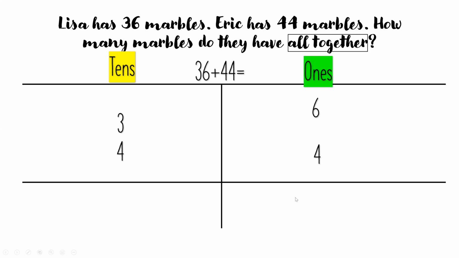Great job solving. So 6 plus 4 is 10. We carry our 1. And now we add 4 plus 3 plus 1. And our answer is 80. So they have 80 marbles all together.